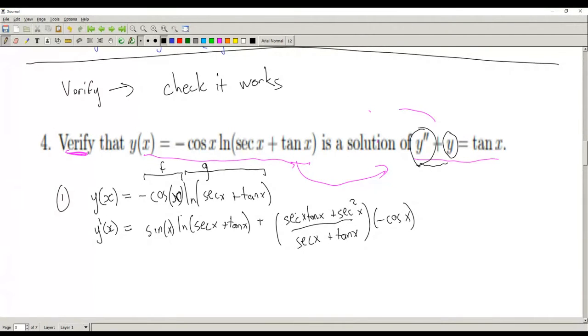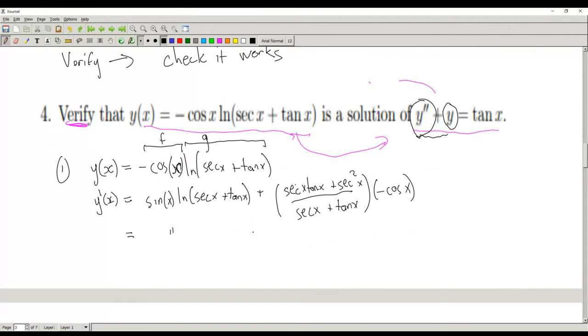Now, we could just go about working out the next derivative, but this isn't looking too nice to me, so I'm going to simplify. The first bit will keep the same. Sec is one over cos, so if we multiply the cos in here, let me just bring the minus out to the beginning. 1 over cos times cos, we will be left with tan x plus sec x over sec x plus tan x.